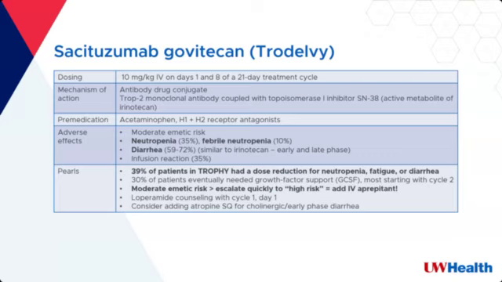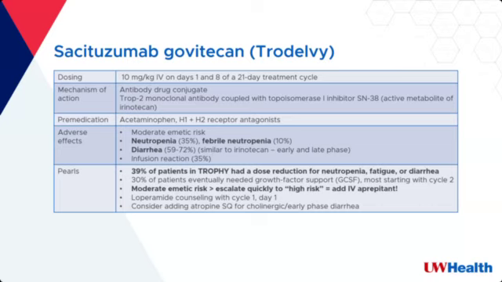Our next agent is sacituzumab govitecan, or Trodelvy. Now, I believe Liz went over this with you guys, so I'll just touch on some high points and reinforce some things that she discussed. Again, this is an antibody drug conjugate. This is a TROP2 monoclonal antibody, and it's coupled with a topoisomerase 1 inhibitor, SN38, which is the active metabolite of irinotecan. So this shares a very similar side effect profile to irinotecan, predominantly neutropenia and diarrhea.